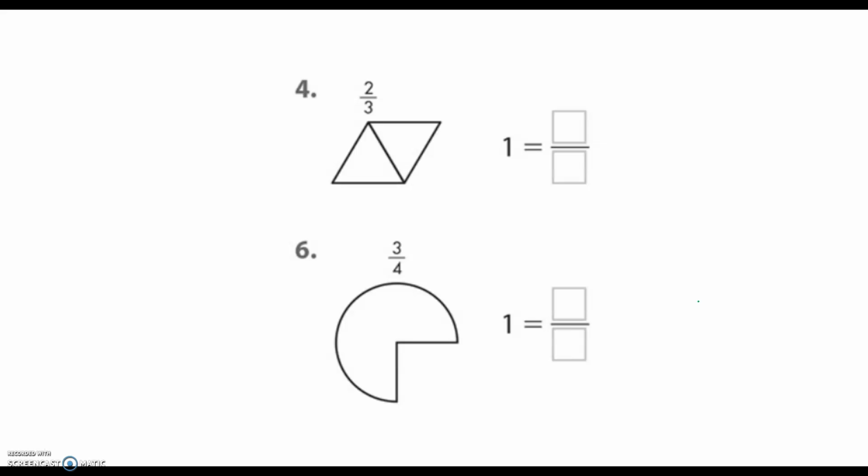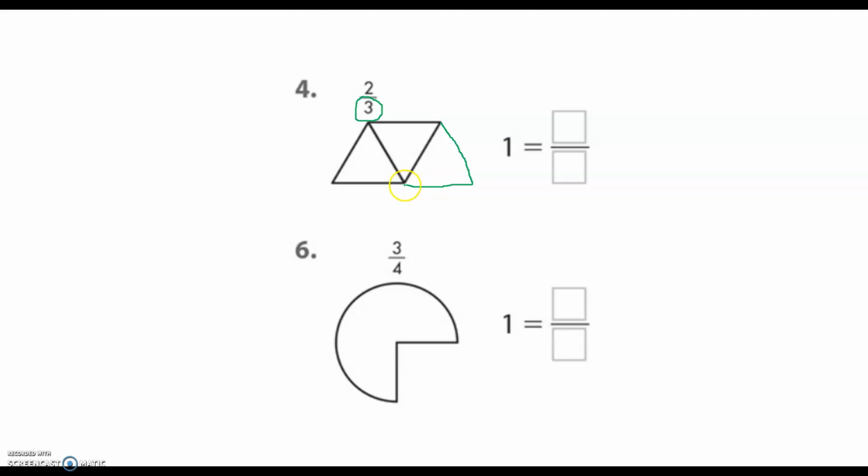I wanted to try a couple of the problems with you from the independent practice. The directions say to draw a picture of the whole and write a fraction to represent the whole. Let's take a look here. We have 2/3 shown. I'm looking at the denominator to see how many pieces make a whole. The denominator is 3. We've got 2 of the pieces. We need to draw 1 more piece to make the entire whole.